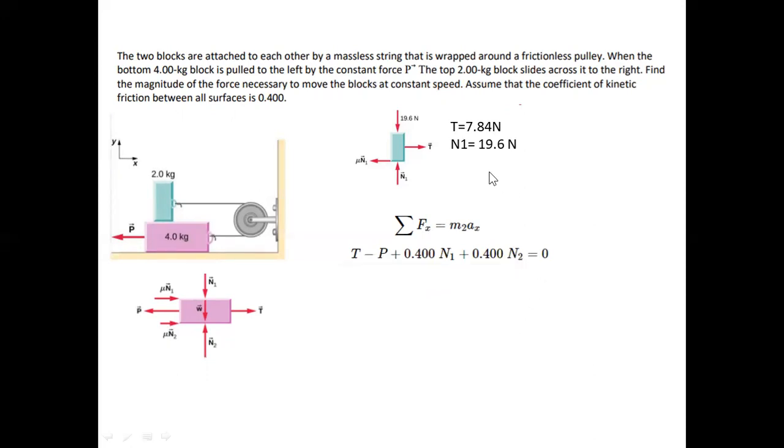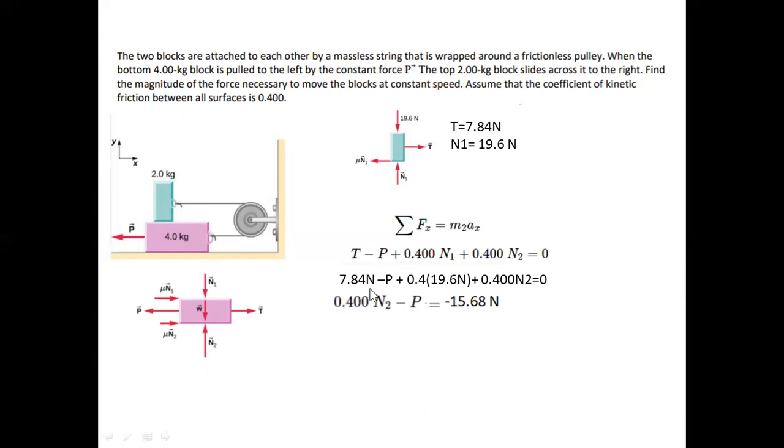Now, since from our first block, or 2 kilogram block, we already got the value for the tension, which is equal to 7.84 newtons, and N1 is 19.6 newtons. If we're going to substitute tension here, this is 7.84 newtons minus P plus 0.4 multiplied with our N1, 19.6 newtons, plus 0.4 of the normal force of the second block equal to 0.